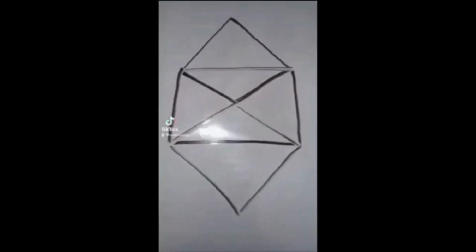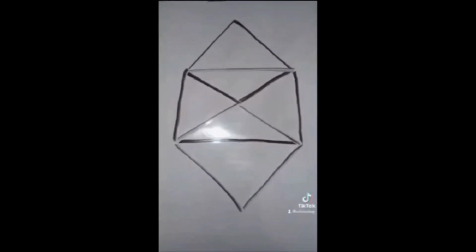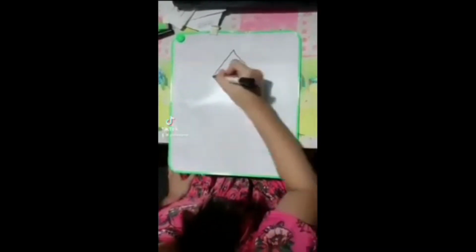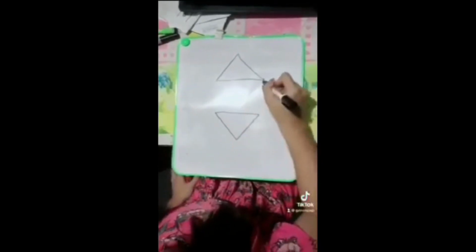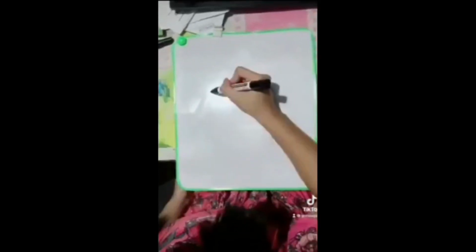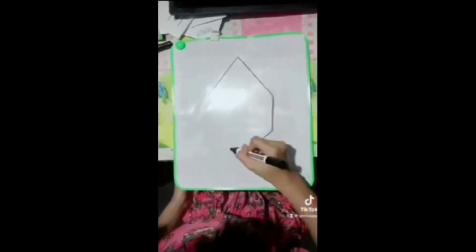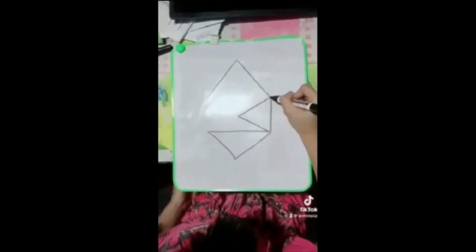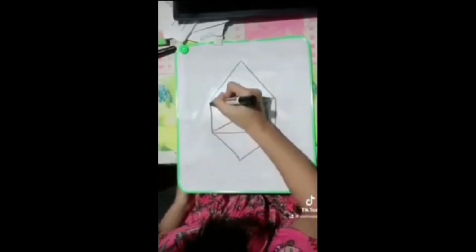Can you draw this without lifting the pen and without tracing the same line more than once? As you can see, I started at one vertex and ended at the same vertex. Since the graph is connected and every vertex has an even number of segments joined to it, you can start at any vertex and end there, covering all the segments. Another example.